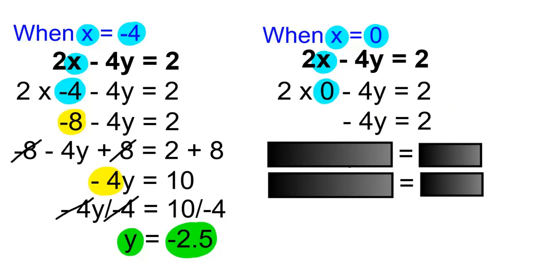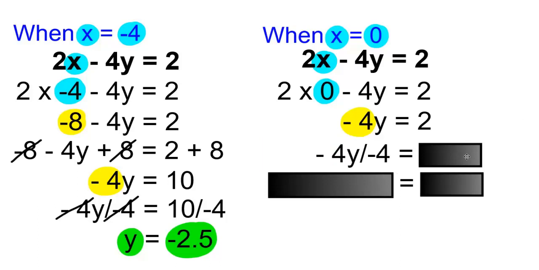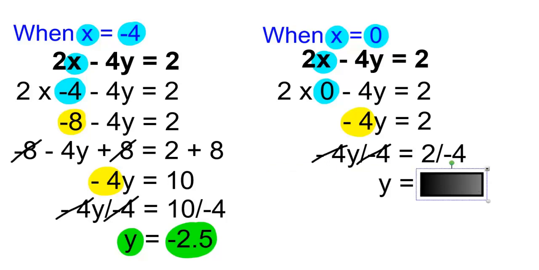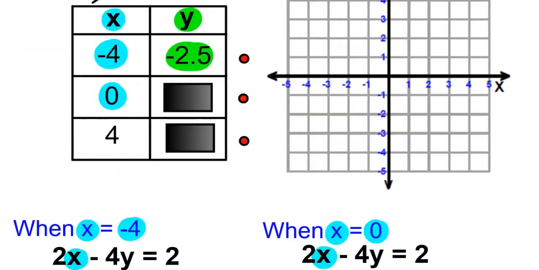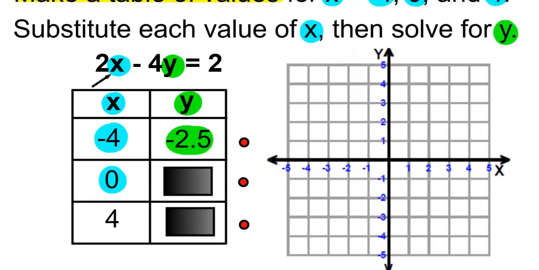To remove the negative 4, we divide the left-hand side by negative 4, which means we divide the right-hand side by negative 4 as well. The negative 4's on the left-hand side will cancel, leaving us with y. And 2 divided by negative 4 is going to be negative 0.5. So when x is equal to 0, y is equal to negative 0.5.